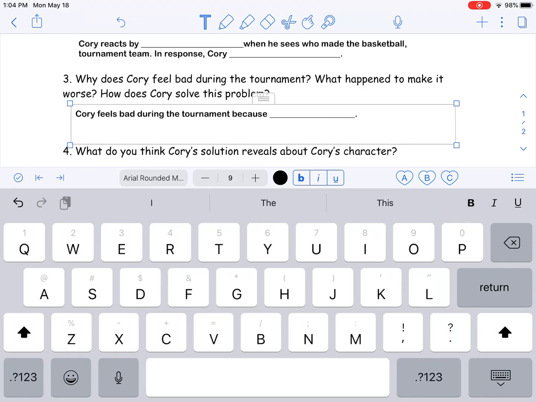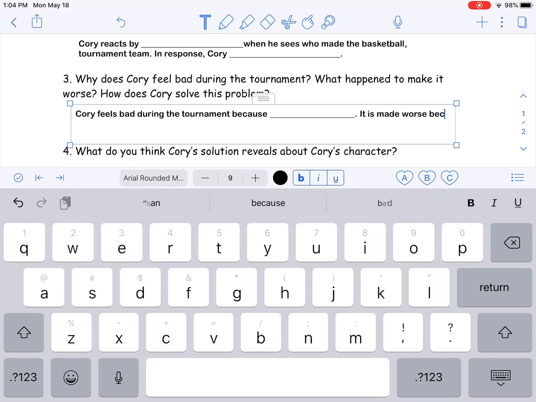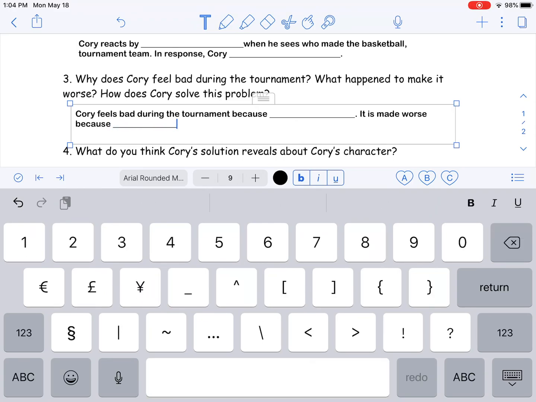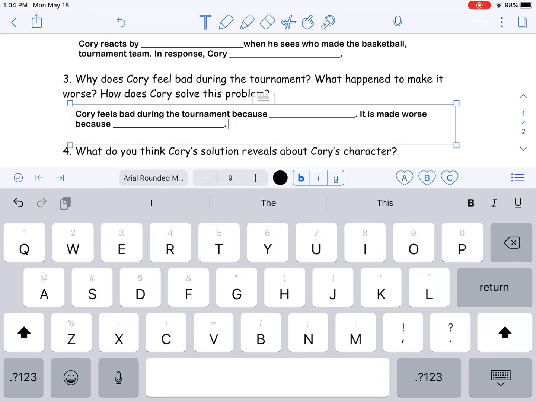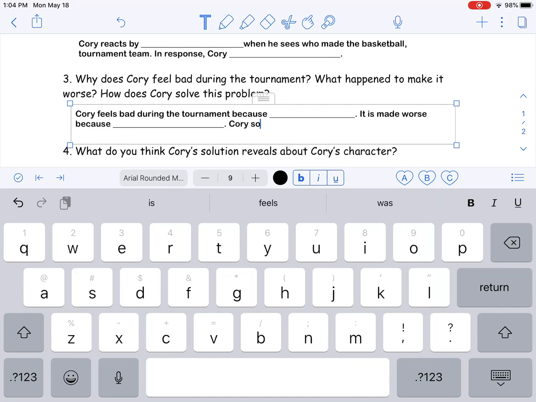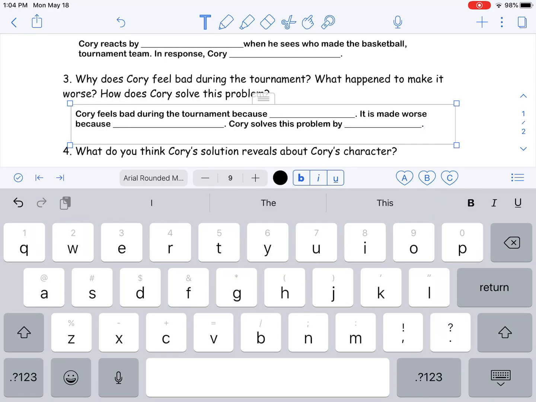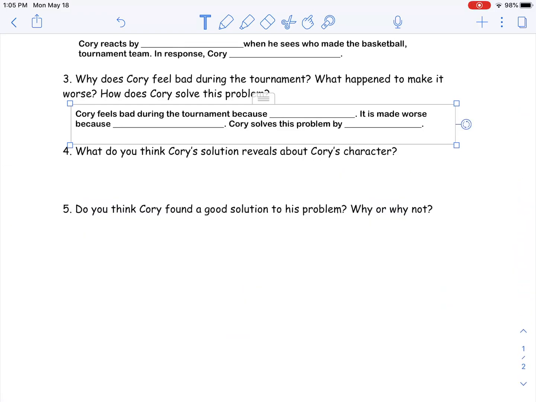That's the first part. Part 2, what happened to make it worse? It is made worse because, so you're going to tell me what makes it worse. Then, how does Corey solve the problem? Corey solves this problem by, and you have to tell me what Corey does. So this one's kind of a three-parter. First, tell me why Corey's feeling bad during the tournament. Second, how it gets worse. And third, how does he finally solve the problem?